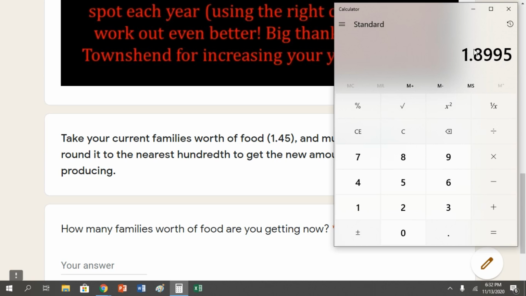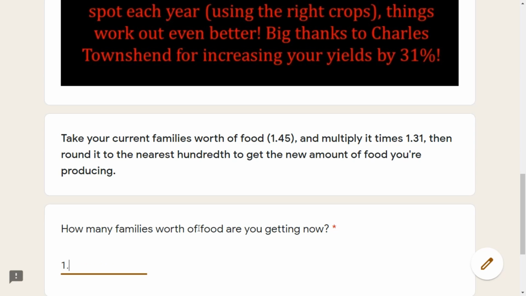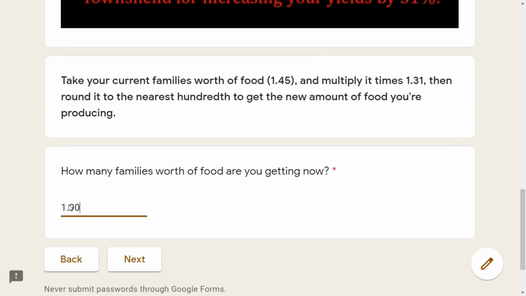1.8995, but we're rounding everything to the nearest hundredth. That's this digit right here. So we look at the digit after. Well, this is definitely 5 and above, so we'll bump this 9 up, which will make it 10, which carries over to the next column. Essentially, this 1.89 is going to become 1.90.